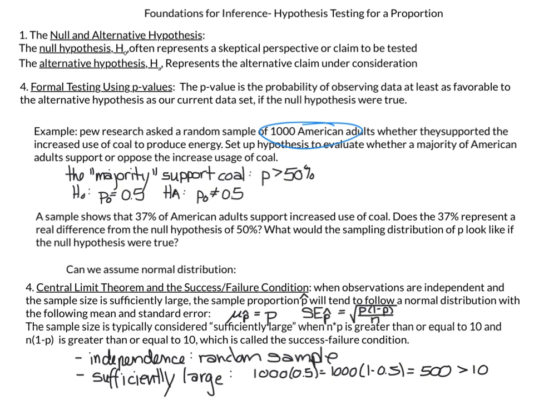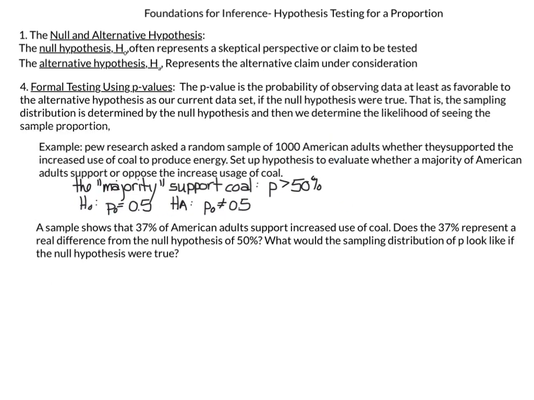And again, you'll notice that when we did confidence intervals, we estimated p using p hat. Now that we're doing formal testing using p-values, we're going to estimate p using p naught from our null hypothesis. And that's exactly what we did here. We used 0.5 from our null hypothesis. We did not use our p hat. We used p naught.